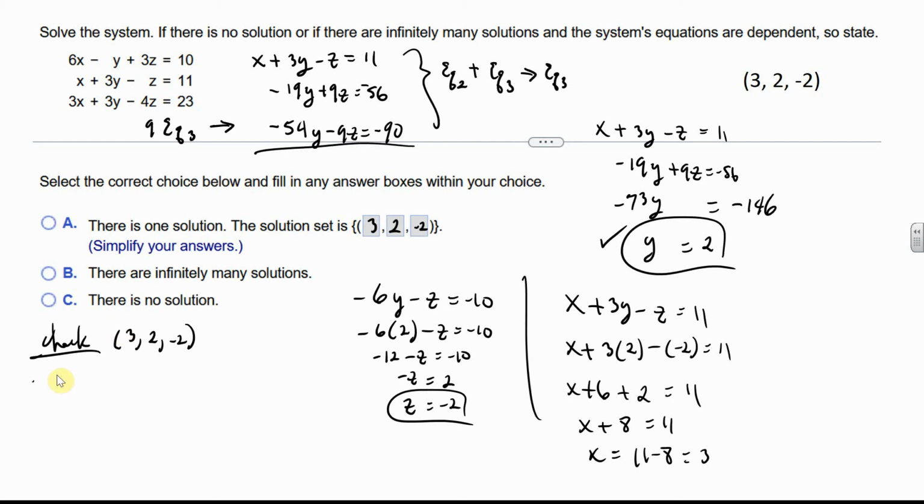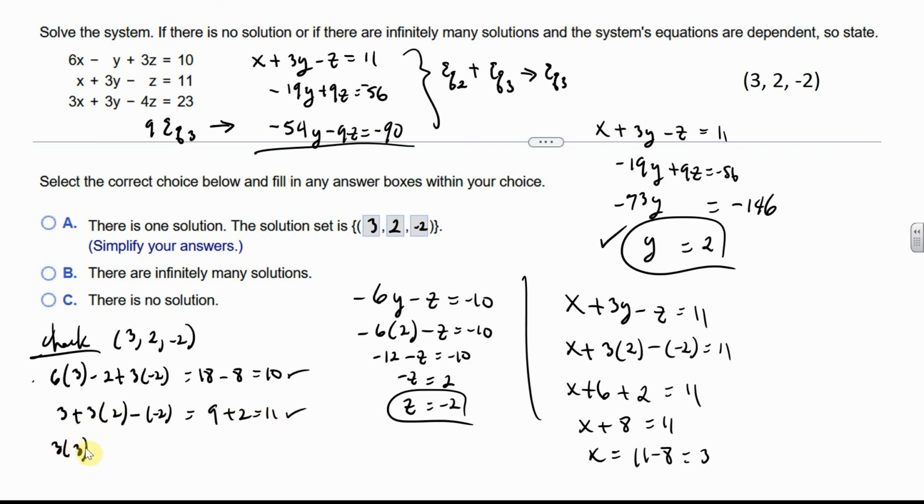So check your answer. So plug in 6 here, the value for x, 3 minus 2 plus 3 times negative 2. So we get 18 minus 2 minus 6. That's minus 8. That's equal to 10. That checks. Then the next equation, we get 3 plus 3 times 2 minus a negative 2. This is 3 plus 6. That's 9. Plus 2, that's 11. That checks.